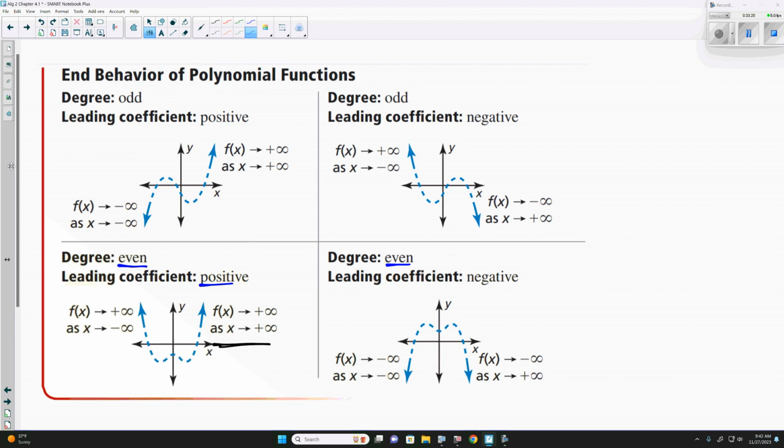As f of x approaches negative infinity, as x approaches positive infinity, and f of x approaches positive infinity as x approaches negative infinity. Okay.